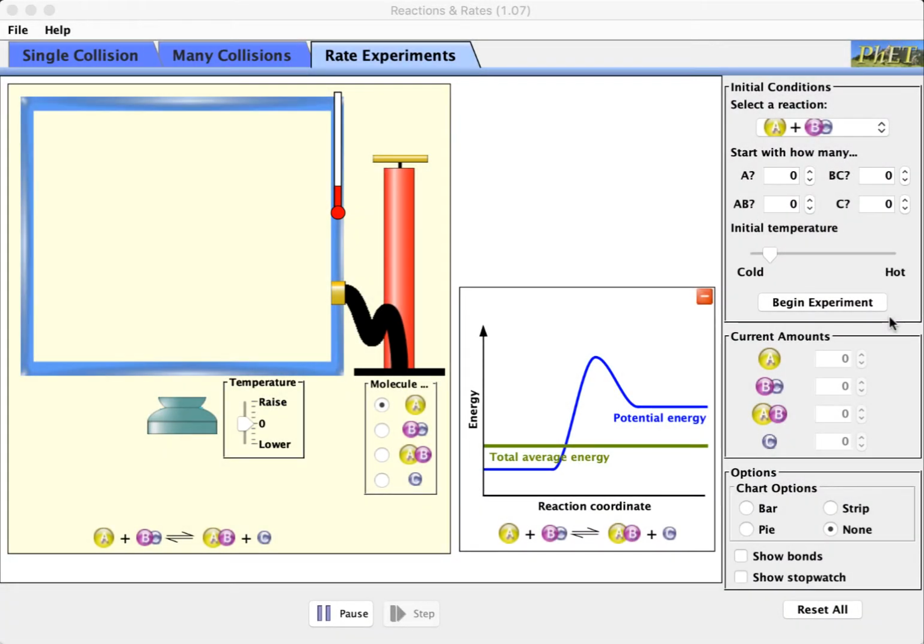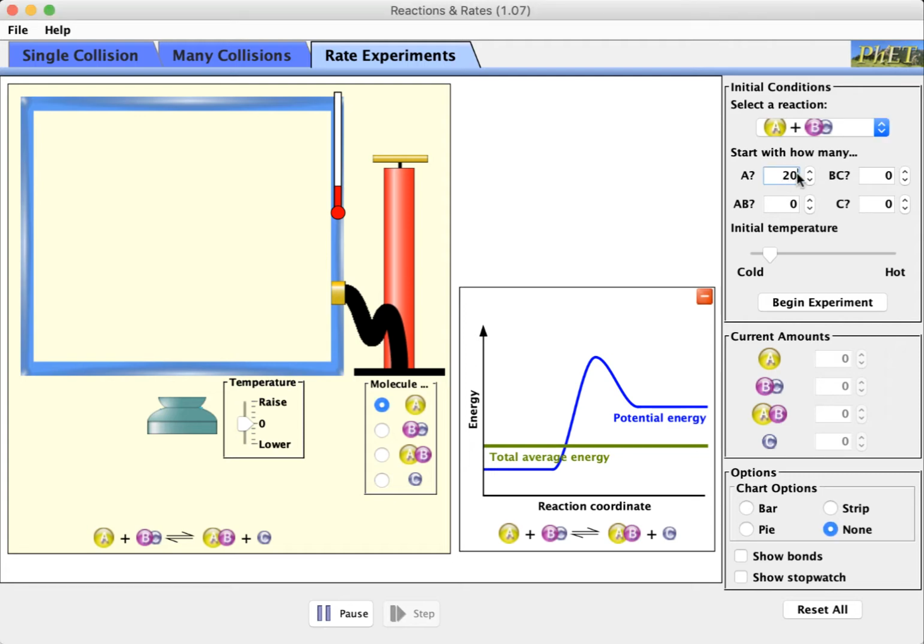Hello, chemistry. I did a short screen capture of the PhET Reactions and Rates app just in case we had any difficulties with it crashing during class, so that I had a plan B, or in case you want to go back and use this to review.